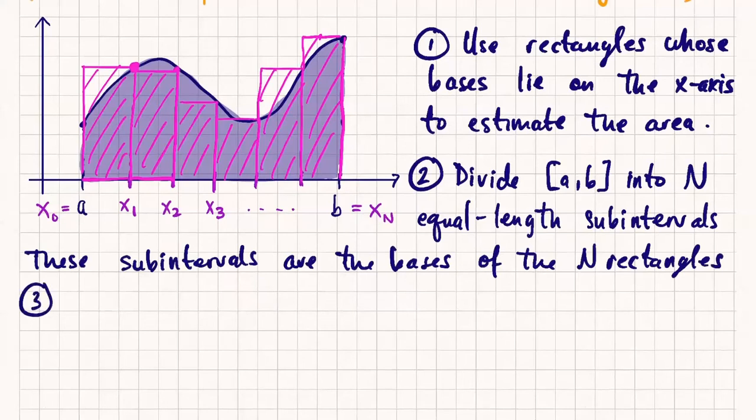Now the next thing I have to talk about is how do you determine the height of the rectangle. Again, these pink rectangles that I've drawn are meant to approximate the shaded area underneath this graph. Ultimately, we're going to calculate the area of these rectangles, length times width times height for each rectangle, and add up all the areas. That's going to be our approximation of the shaded area. It's not exact, but it's an approximation.